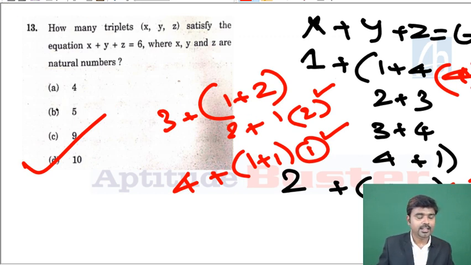See, we take x plus y plus z is equal to 6. Okay, it is given natural numbers. That means the minimum value of each is 1. X is 1, y is 1, z is 1. The minimum value. The remaining x plus y plus z equals only 3. Right?